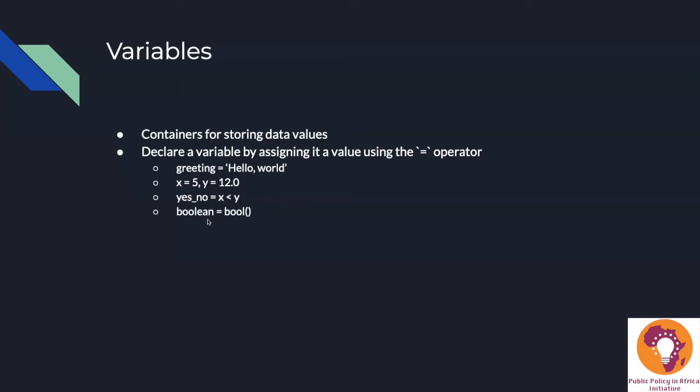And then if we want to assign a Boolean value, we can do Boolean equals bool. This just creates a raw Boolean. It isn't necessarily going to be true or false, but yeah, you can assign a Boolean that way. And yeah, that's about it for variables.